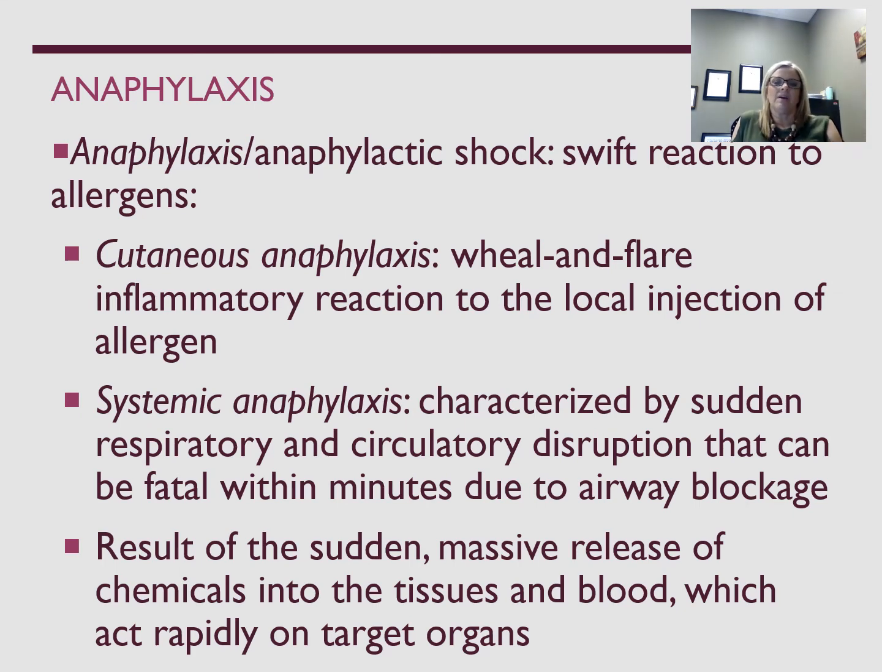And so we have some different types. We have cutaneous anaphylaxis. That's the wheal and flare. That's the local type of reaction, the local injection of an allergen like a bee sting. Systemic is the life-threatening anaphylactic shock where you have sudden respiratory and circulatory failure and can be fatal in a very short period of time. And these are the people that are going to need to carry around an EpiPen or something like that, because this is life-threatening in a very, very quick way.